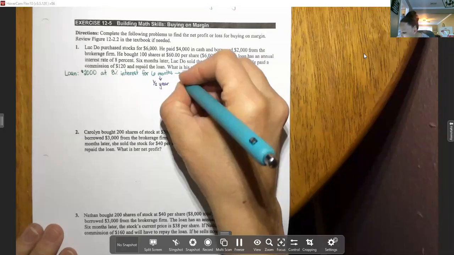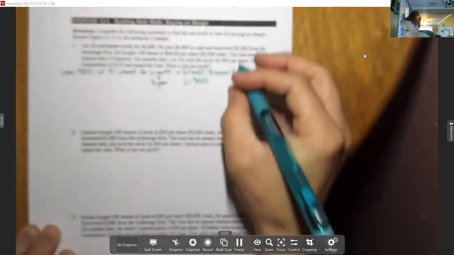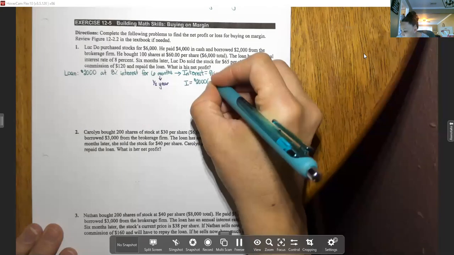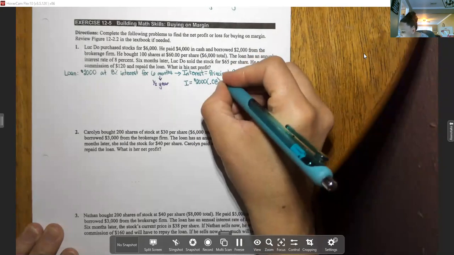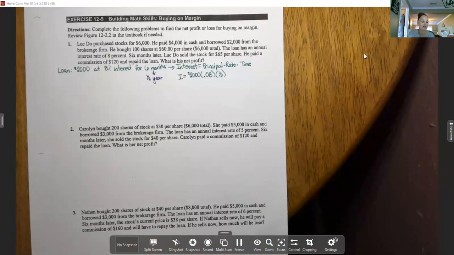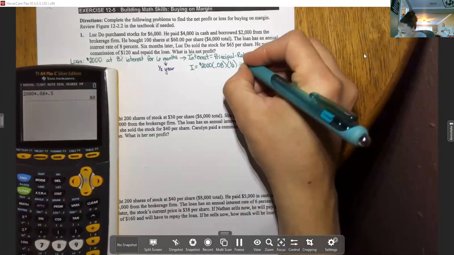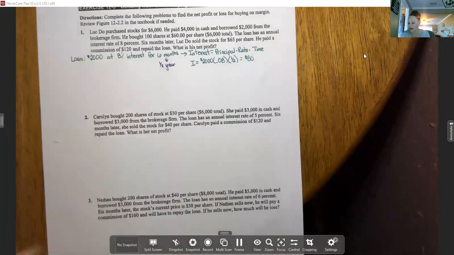So the interest on this problem, I'm just going to use I. Principal is $2,000 times the rate, 8%, remember we write as 0.08, and the time is 1/2. When you're using this equation, time is in terms of years. So it's half of a year. All right, so we have 2,000 times 0.08 times 1/2, which is the same as 0.5. So this is $80 in interest that Luke's going to have to pay back.